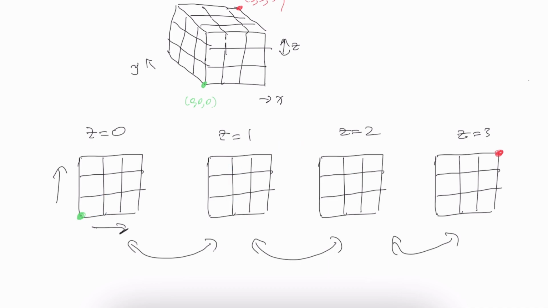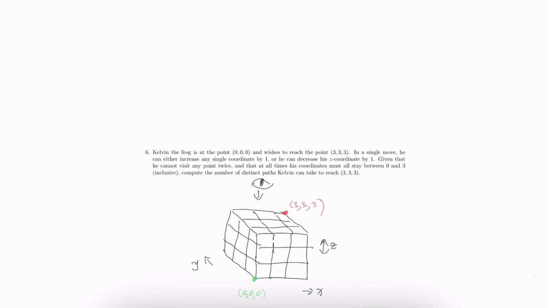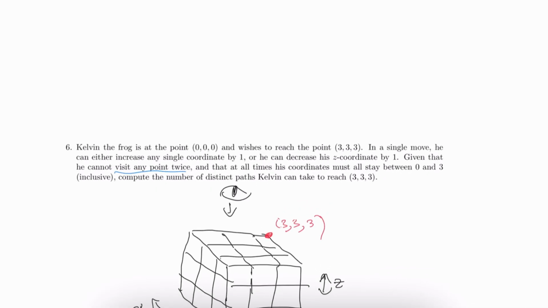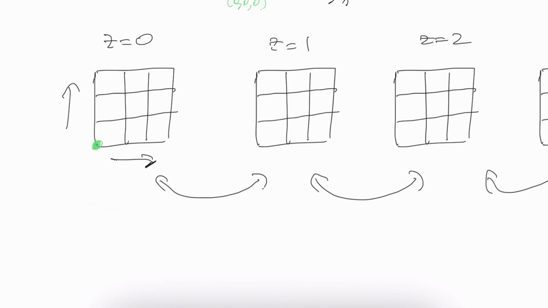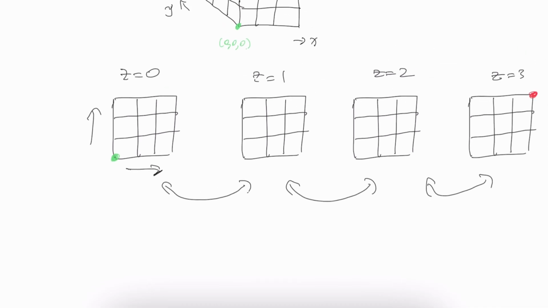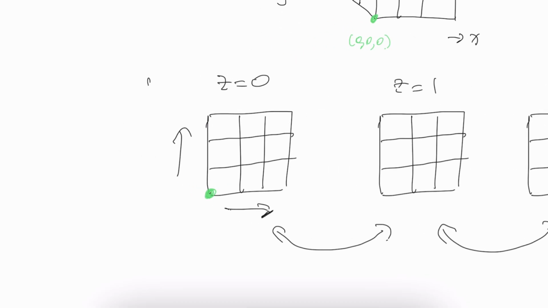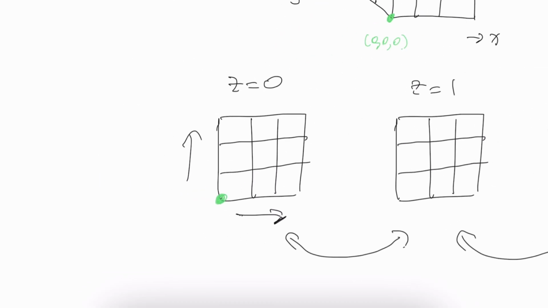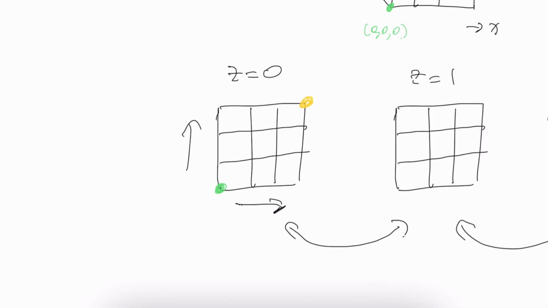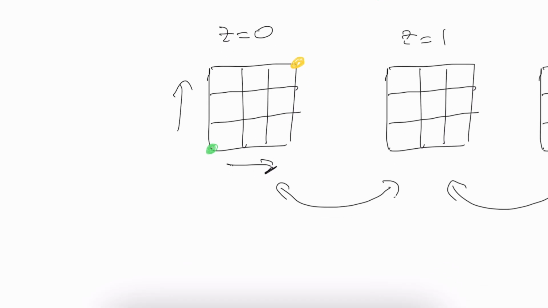And so I guess moving in the z direction will be the only issue we'll ever have in regards to visiting any point twice. So let's just ignore it for now, right? If we only move in the x and y direction, then we can really just focus on one of these boards. The analogous problem would just be: if we start from this green point, we want to finish at the opposite corner at this yellow point. And so how many ways are there to do that?